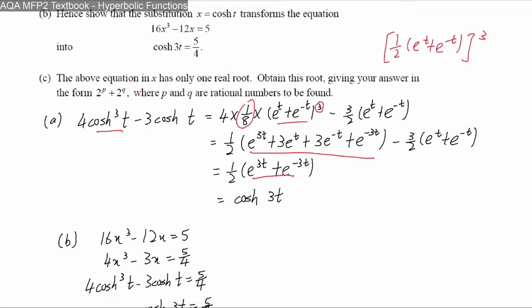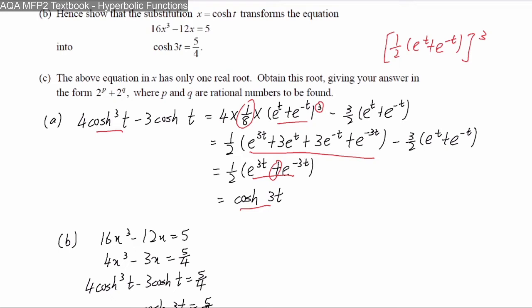The second last line here is something that we can write in terms of cosh or sinh. In this case it is a plus, so it will at last give us cosh 3t. So that is part 1, the proving.